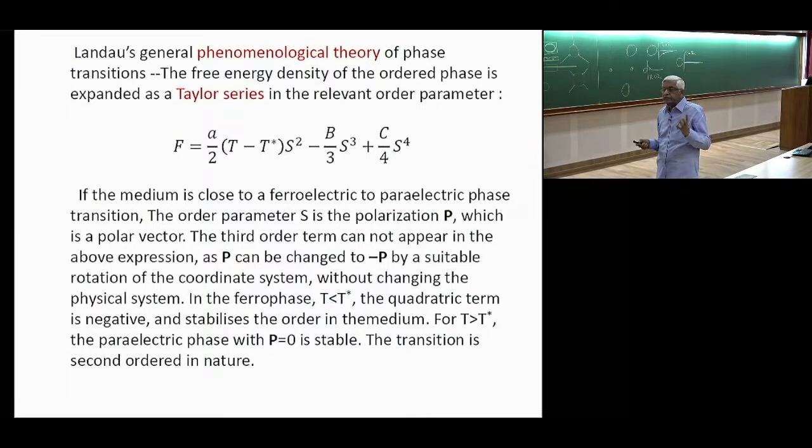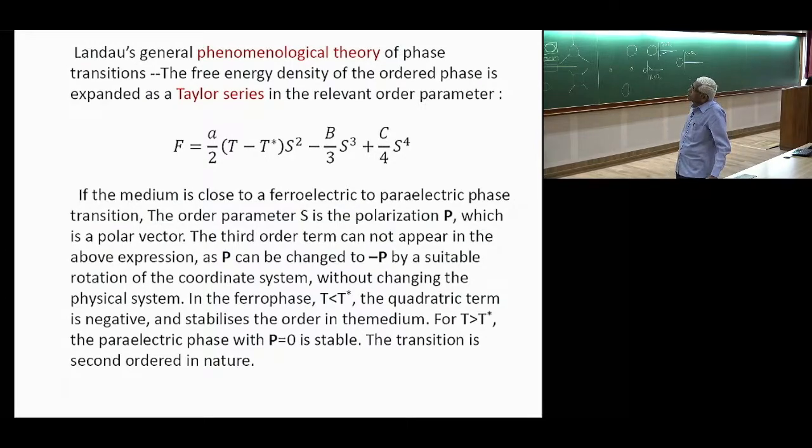P is a vector, in which case you cannot have the P cubed term because the vector will become minus. So if it is P, it becomes minus P by just rotating the frame of the coordinate system. But that doesn't change the system. But this sign means that once S becomes negative, this energy will be different. Therefore, you don't want to have the odd power term. And then you will get a second order phase transition at T equal to T star.